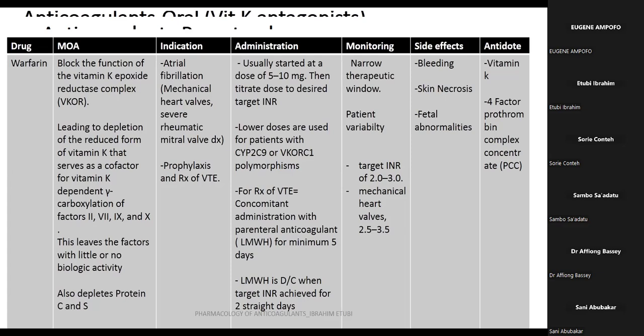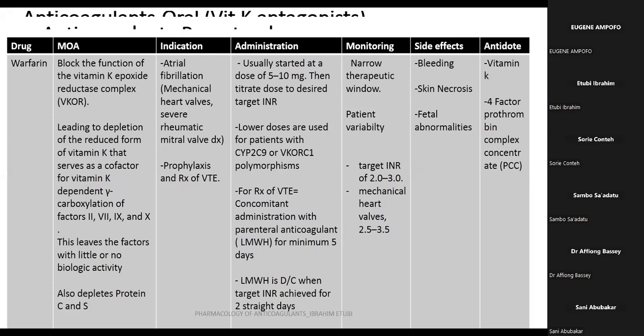And the reason for this is that initially it is procoagulant, and then warfarin has a slow onset of action as well. Then in terms of its monitoring, we know it has a narrow therapeutic window, and then it has wide patient variability. Then normally we would want the target INR to be between 2 and 3, but when there's mechanical heart valves, between 2.5 and 3.5.